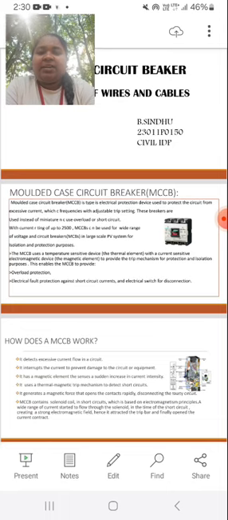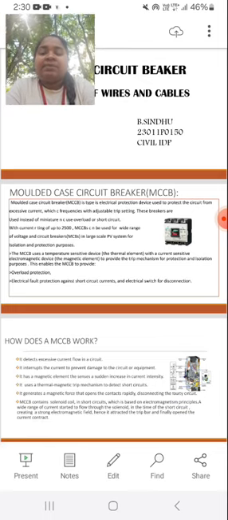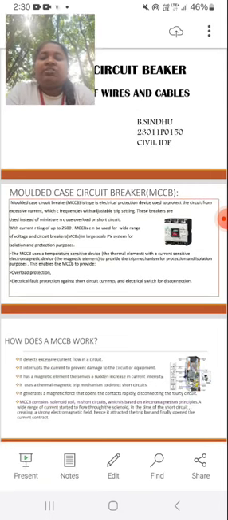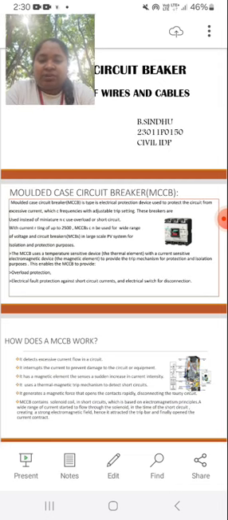With current ratings up to 2500 amperes, MCCBs can be used in a wide range of voltage and circuit breakers, MCBs, in large scale PV systems for the isolation process. The MCB is used for overload protection and electric fault protection against short circuits and current, and electrical switches for disconnection.